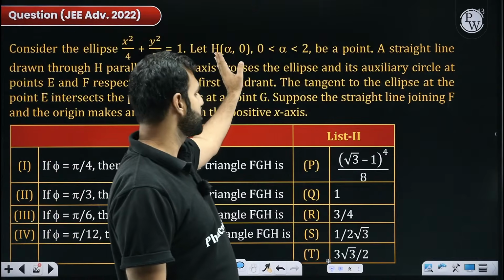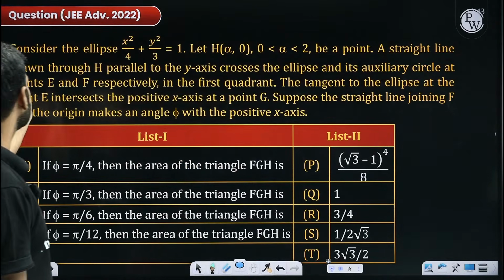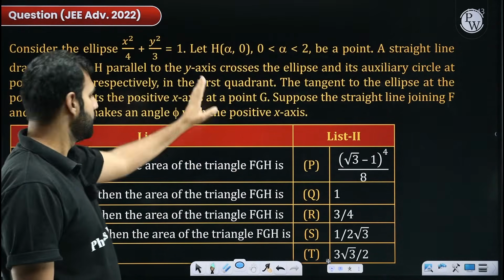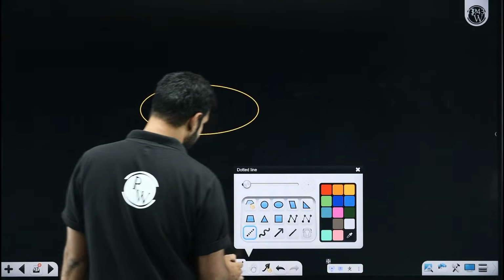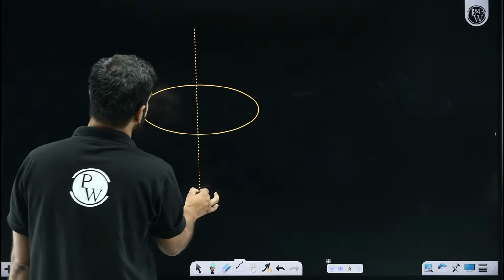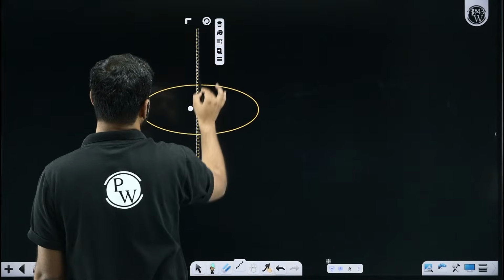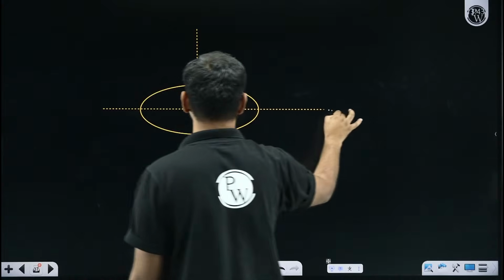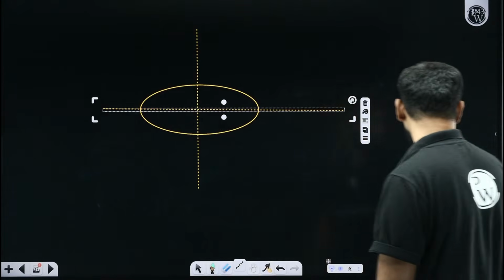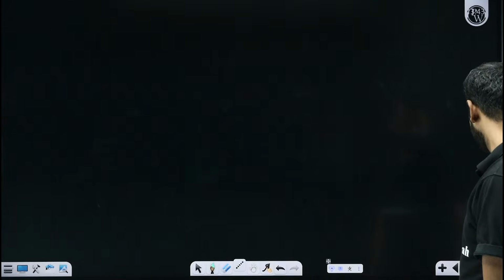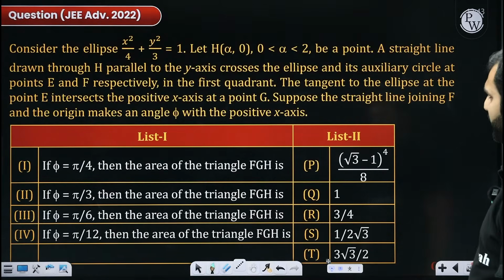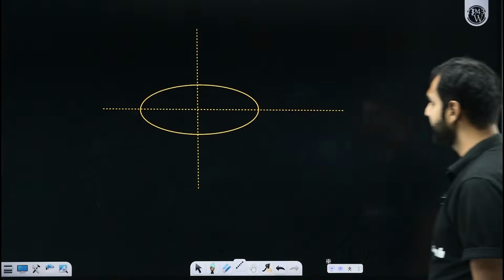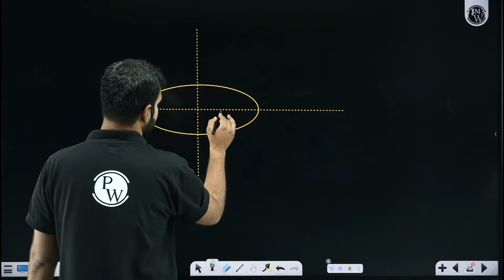So there is a point H, and a straight line is drawn through H parallel to the y-axis. Let me quickly draw the x-axis and y-axis as well, because I would possibly need them. Here is the y-axis and this here is the x-axis. I hope everyone is comfortable with that. Now what do we get next? A straight line drawn through H. H is alpha comma 0. So let's say this is H, somewhere here, H alpha comma 0.